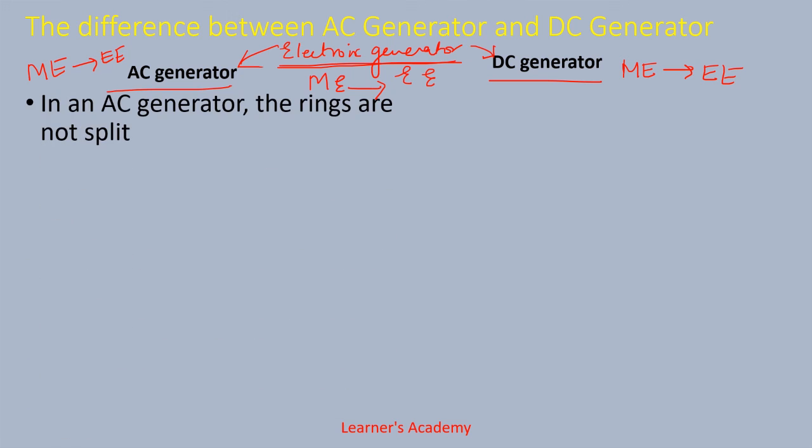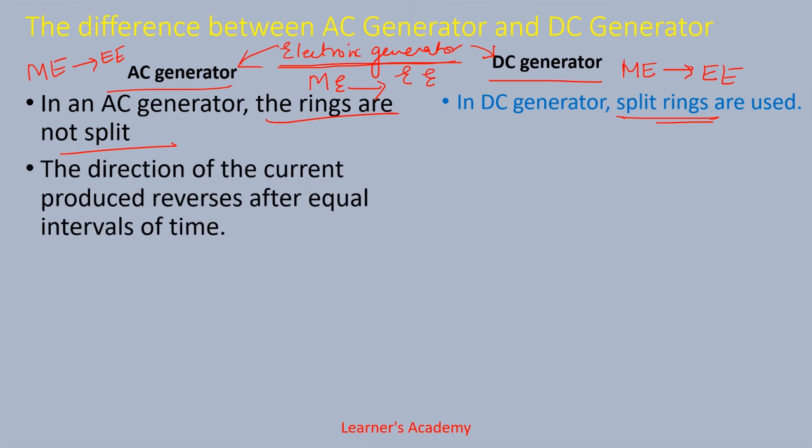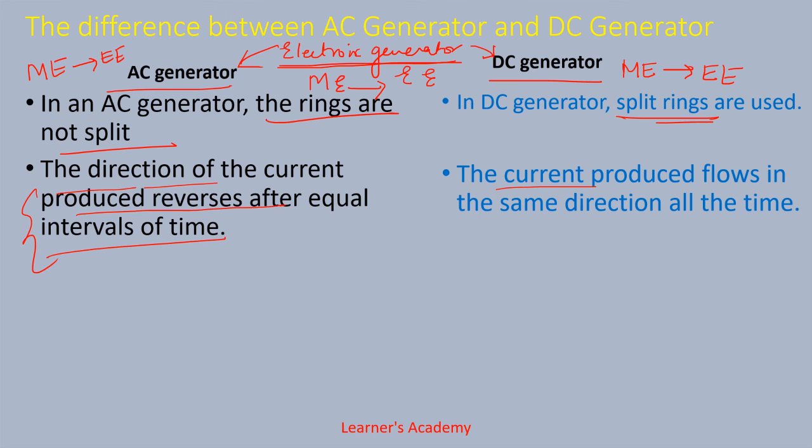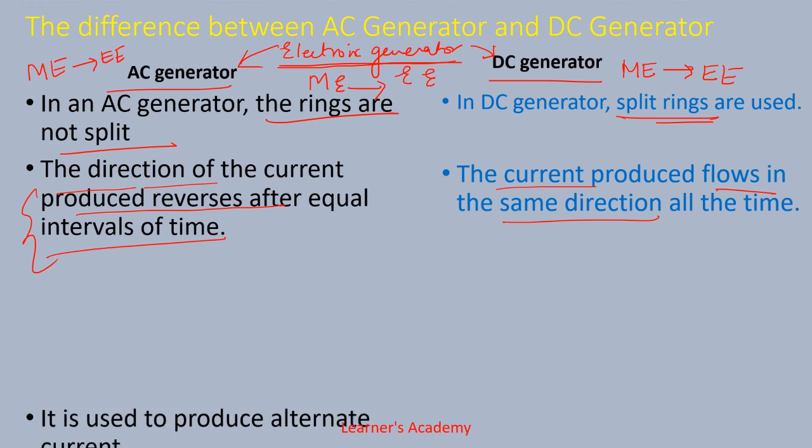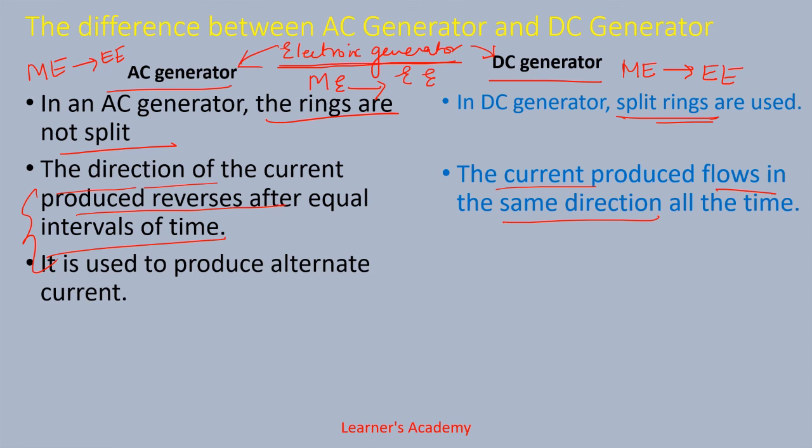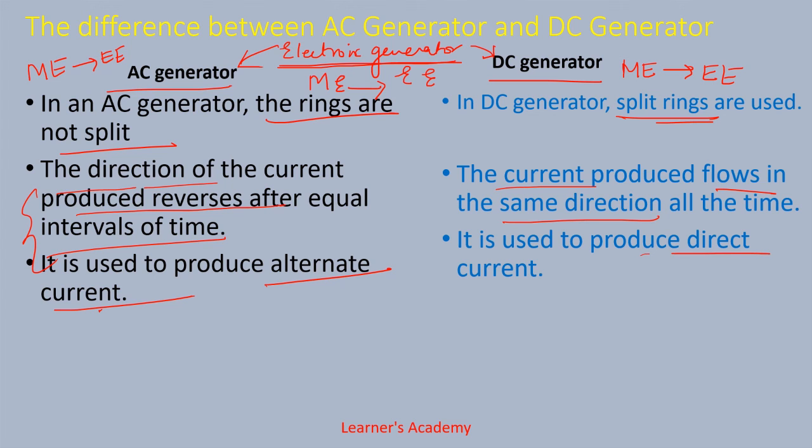In an AC generator, the rings are not split. In case of DC generator, split rings are used. In case of AC generator, the direction of the current produced reverses after equal intervals of time. Please note this important point. The current produced in case of DC generator flows in the same direction all the time. AC generator is used to produce alternate current. A DC generator is used to produce direct current.